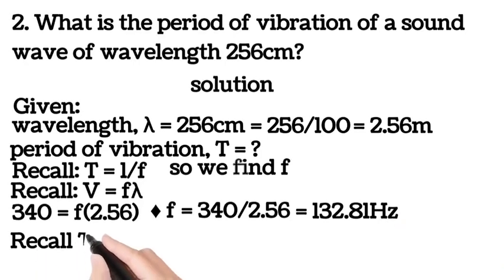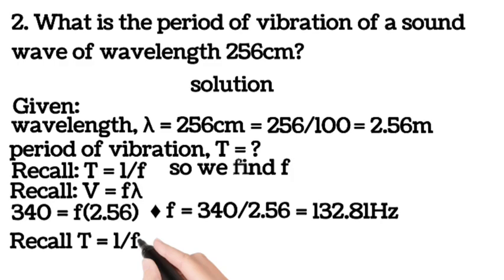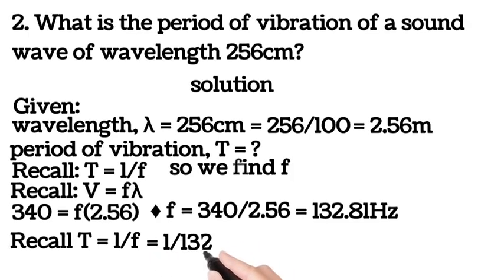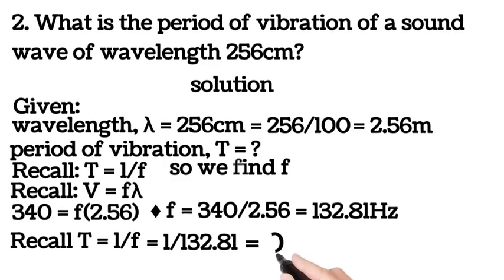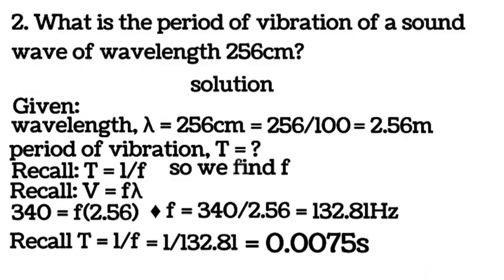Now recall we said earlier that T is the inverse of frequency. That is to say that T equals 1 over F, and we have our F as 132.81 hertz. So to get T, we do 1 divided by 132.81, which will give us 0.0075 seconds. Period is measured in seconds. So this is the answer to this question.